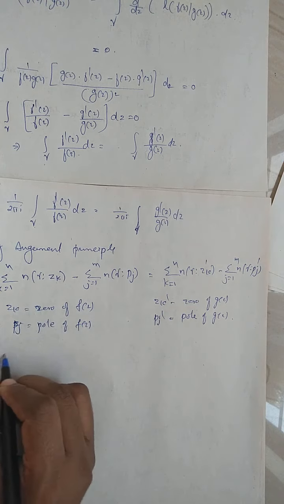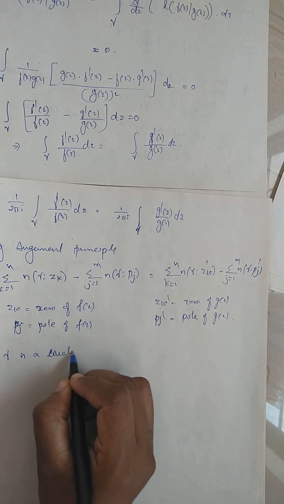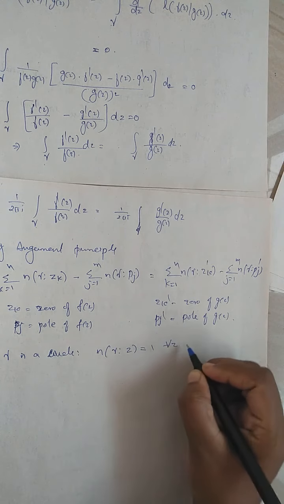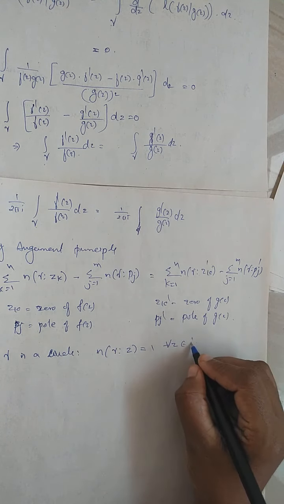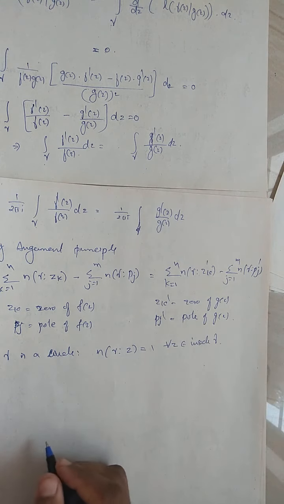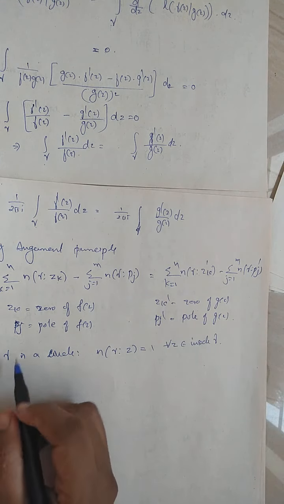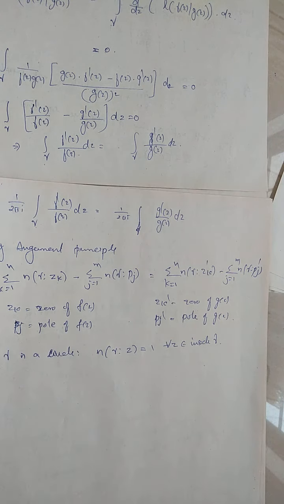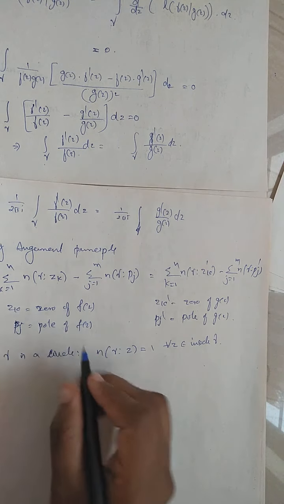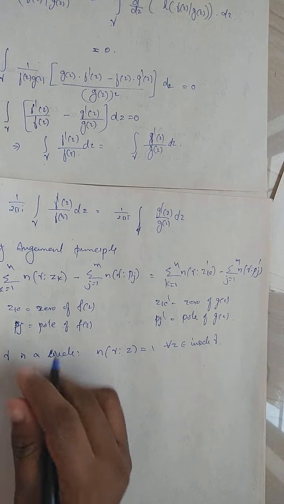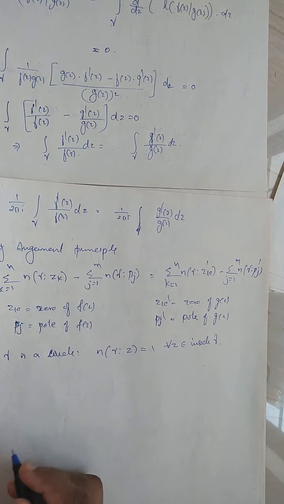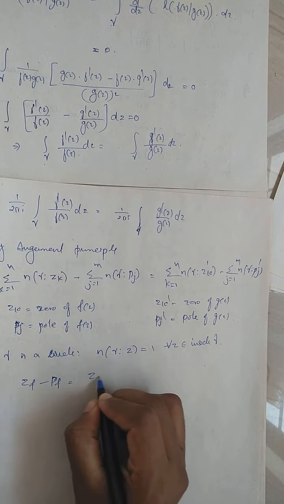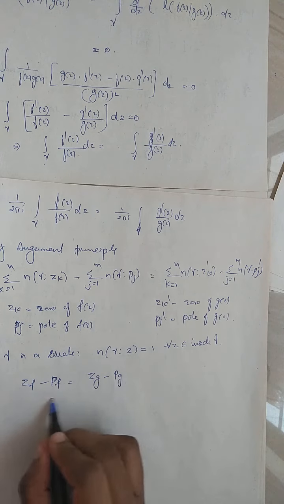Since gamma is a circle, the index n(gamma, z) will be equal to 1 for every z inside gamma. Therefore each index will be equal to 1. So this summation minus this summation is nothing but the number of zeros of f minus the number of poles. Which means Z_f minus P_f equals Z_g minus P_g by the notation.